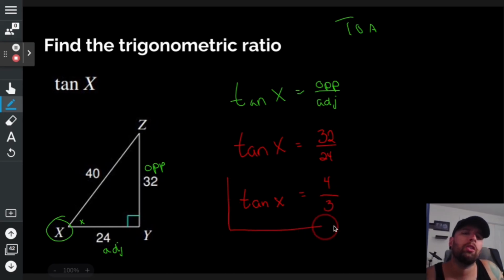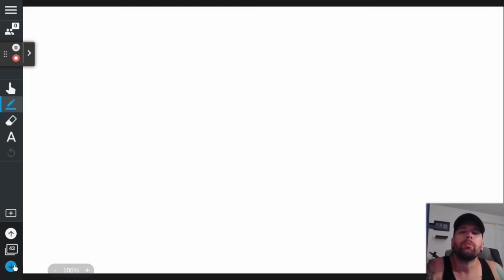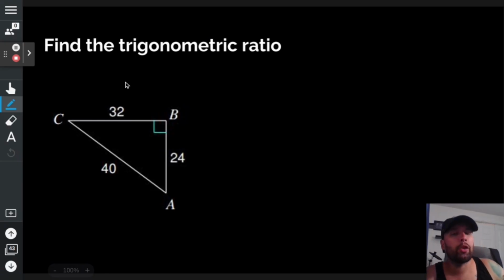So that's what tan x is. Okay. Right now, all I'm doing is finding the trigonometric ratio. I'm not solving for x. We will deal with that soon enough in this video. Find the trigonometric ratio again. Okay, let's make one up.